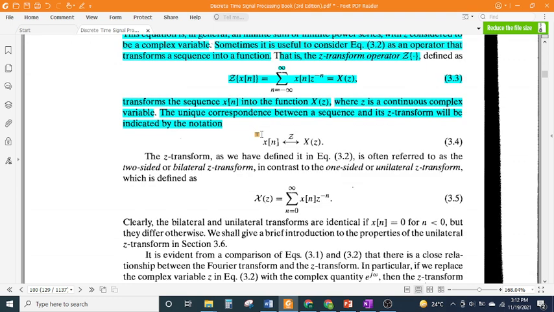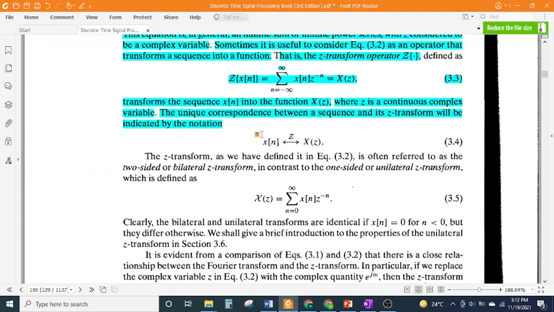The Z-transform, as we have defined it in Eq. 3.2, is often referred to as the two-sided or bilateral Z-transform, in contrast to the one-sided or unilateral Z-transform, which is defined as X(z) = Σ_{n=0}^{∞} x[n] z^{-n}. (3.5) Clearly, the bilateral and unilateral transforms are identical if x[n] = 0 for n < 0, but they differ otherwise. We shall give a brief introduction to the properties of the unilateral Z-transform in Section 3.6.